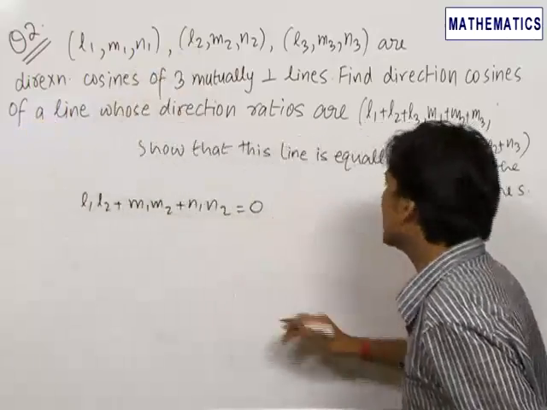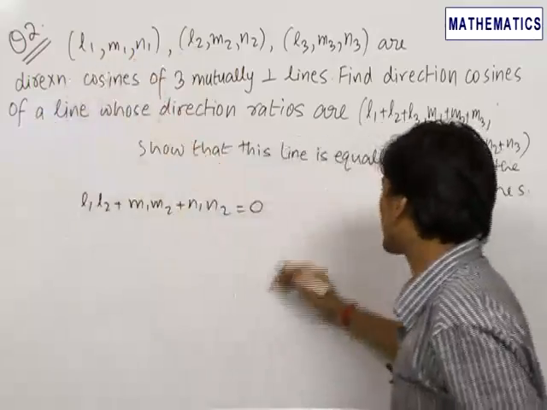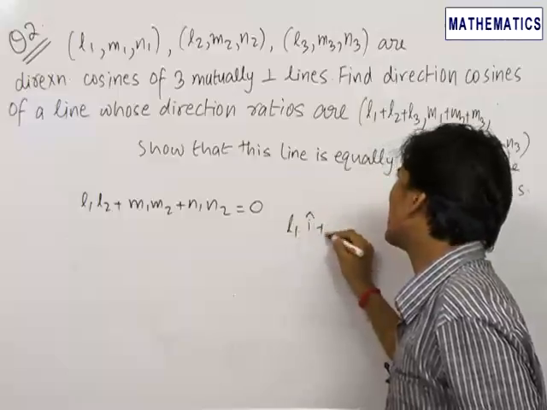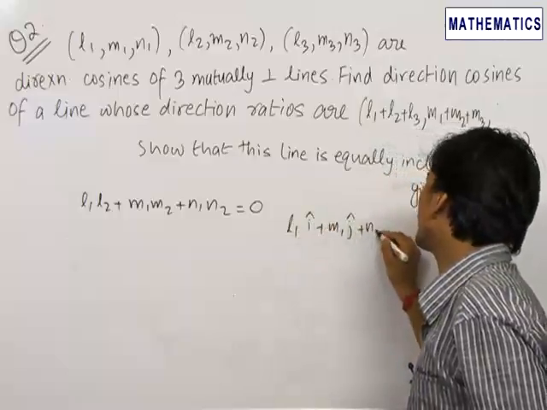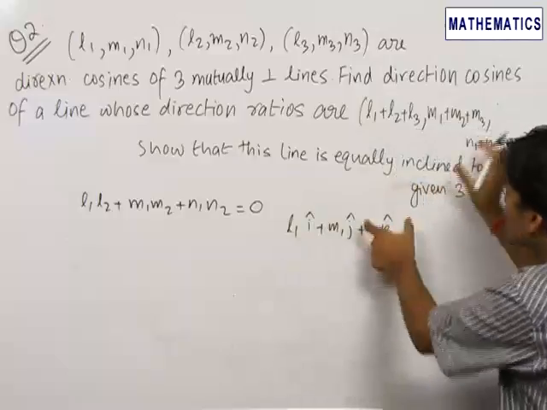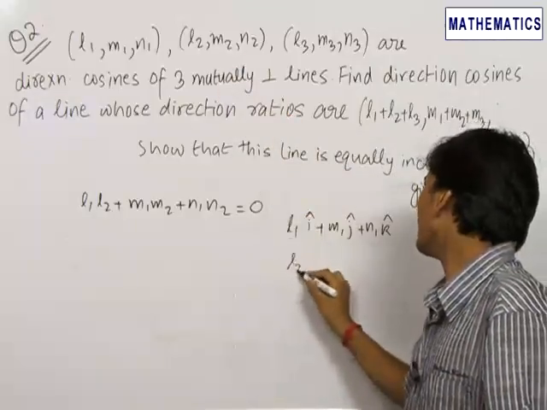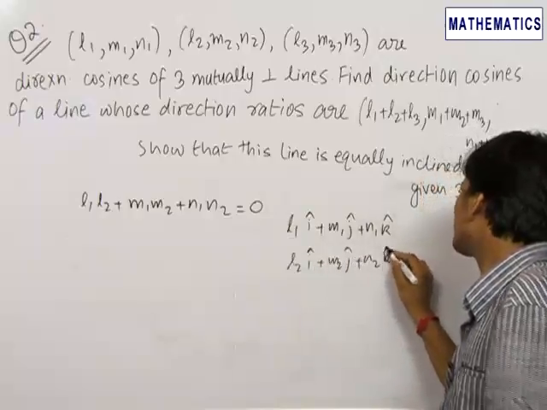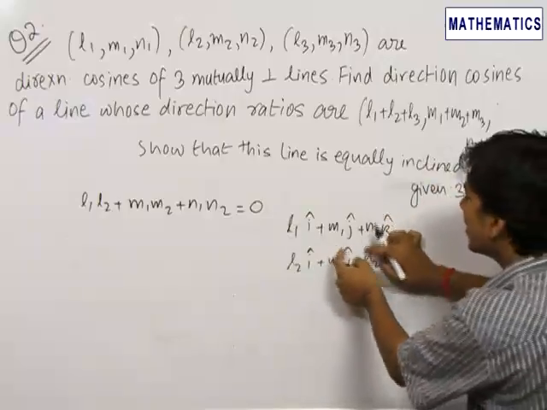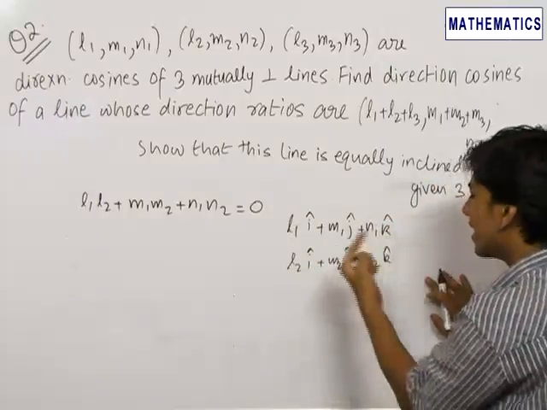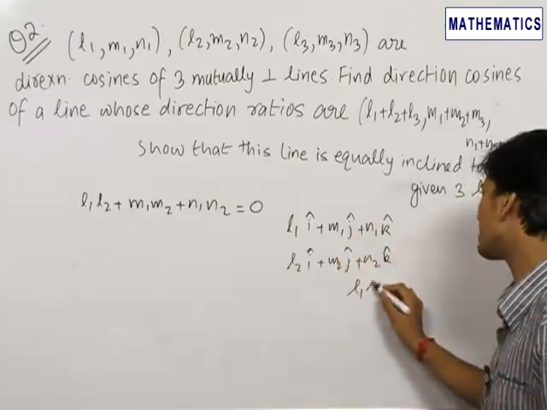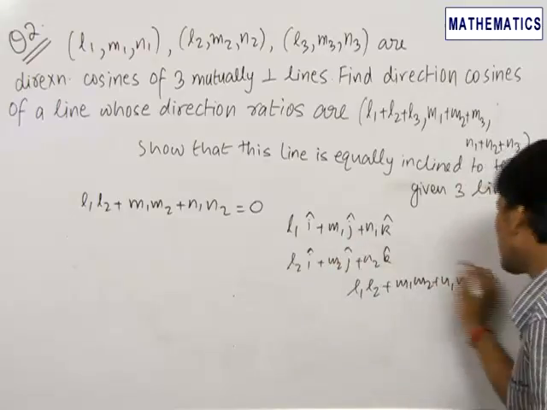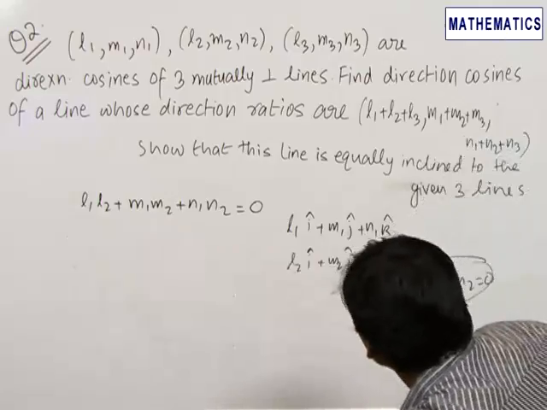This can be thought of like this. The direction cosines actually represent the direction of the line, that is L1 i cap plus M1 j cap plus N1 k cap. This is the direction in which the line is. For the second line, L2 i cap plus M2 j cap plus N2 k cap. This is the direction in which the second line is. Now since the angle between the direction of these two lines is 90 degrees, the dot product should be 0. That is L1 L2 plus M1 M2 plus N1 N2 is equal to 0. Therefore this is how we get this equation.